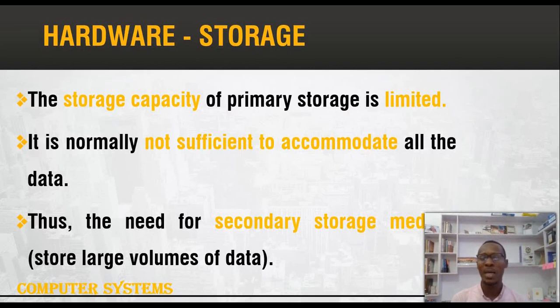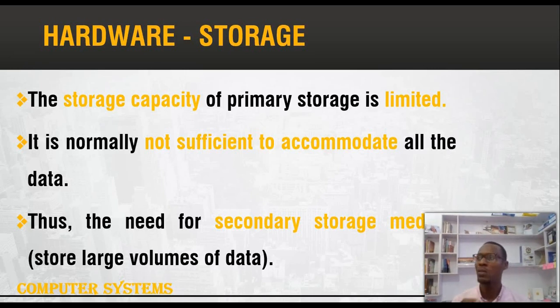Now, you will agree with me that one of the deficiencies of primary storage is its storage capacity. If you recall, we talked about three factors we use in measuring a storage device: the access time, the storage capacity, and the cost. I made mention that primary storage has a faster access time compared to secondary storage. However, their storage capacity is low. For a RAM, it is 2 gig, 4 gig, 8 gig, but in terms of hard disk, it is something like 500 gig, 1 terabyte, 2 terabytes. So the size of the primary storage is insufficient to accommodate the data we want to store.